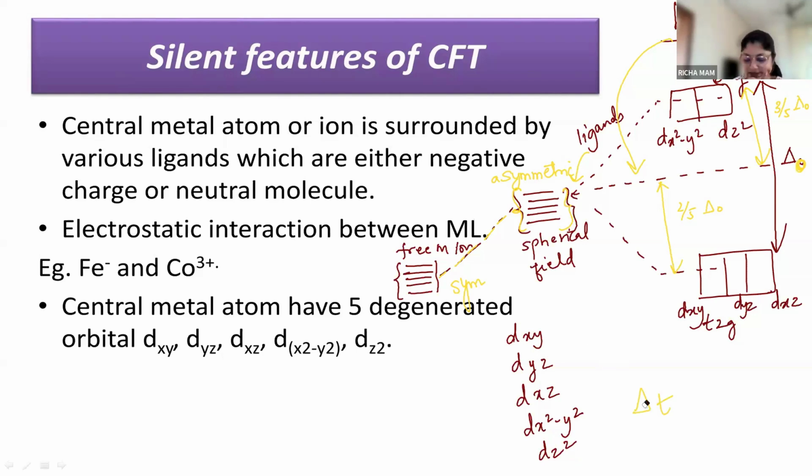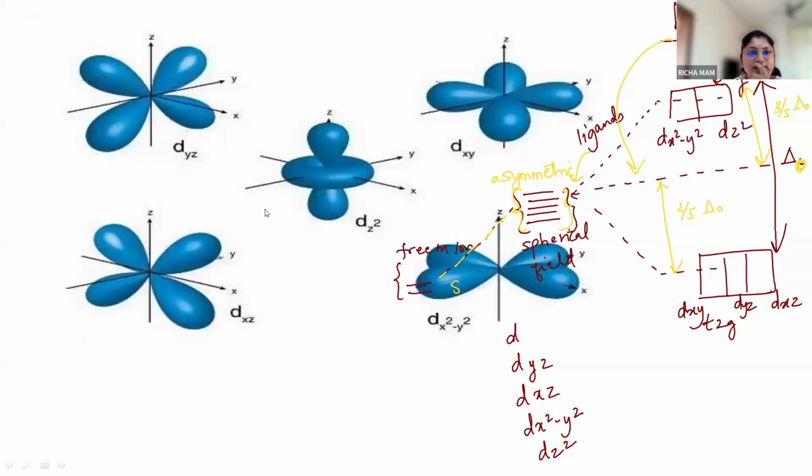Okay, delta T. So this is about your crystal field splitting. These are the double dumbbell shapes. I have shown you how we represent the s orbital and the p orbital. So these are the d orbitals: this is dxy, this is dyz, this is dxz, this is dx square minus y square, and this is dz square. These are all double dumbbell shapes. So these are the 5 d orbitals.